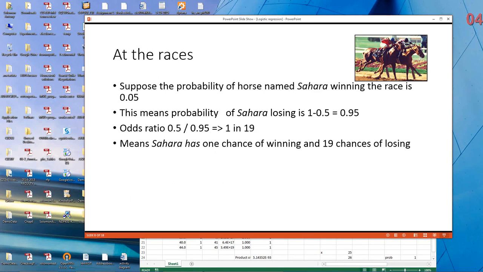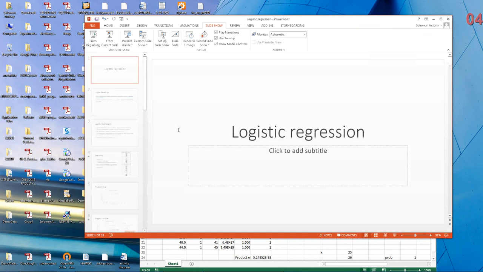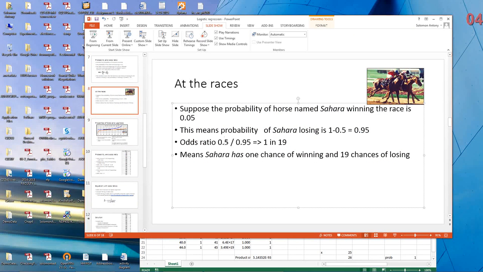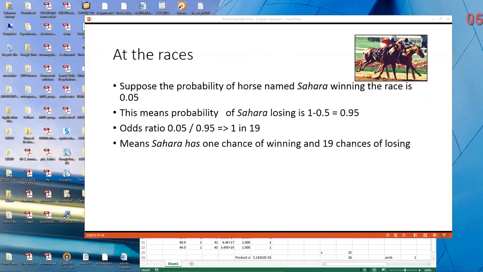Alright, now consider the case of a race. Suppose the probability of a horse named Sahara winning the race is 0.05. This means the probability of Sahara not winning is 1 minus 0.05, which is 0.95. So the odds ratio should be 0.05 over 0.95, which is 1 in 19. So this means Sahara has 1 chance of winning and 19 chances of losing. That's how we calculate odds ratio given probability.